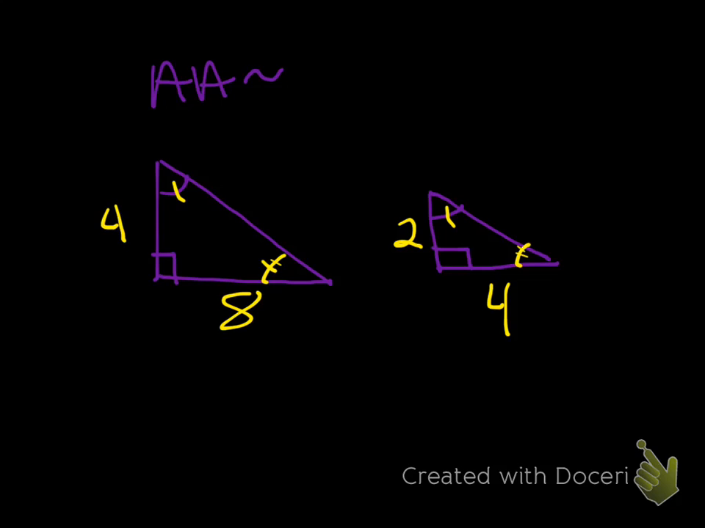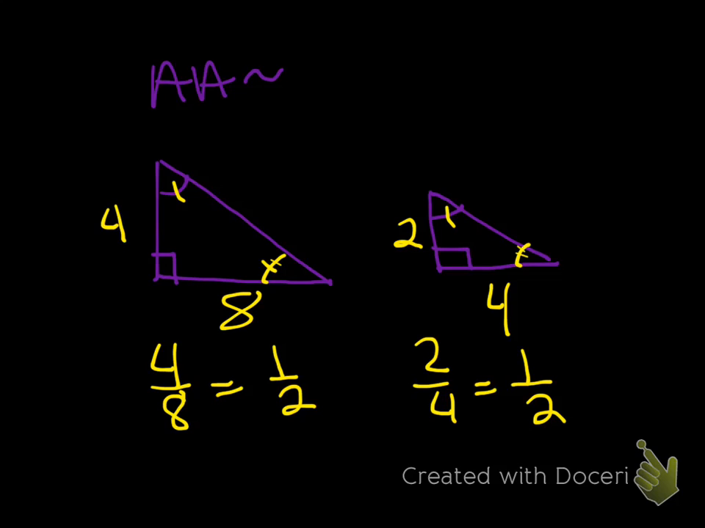So basically what we're going to be talking about is that if you have the same angle, the ratio is going to be the same on each triangle. Because if you do 4 to 8, you get 1/2. If you do 2 to 4, you get 1/2, right? So you have the same ratio. That's basically all this is.